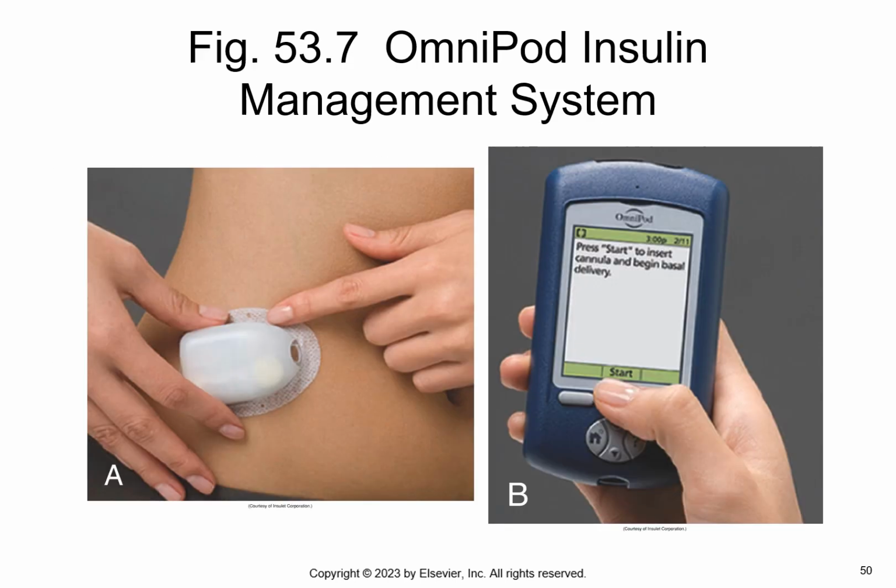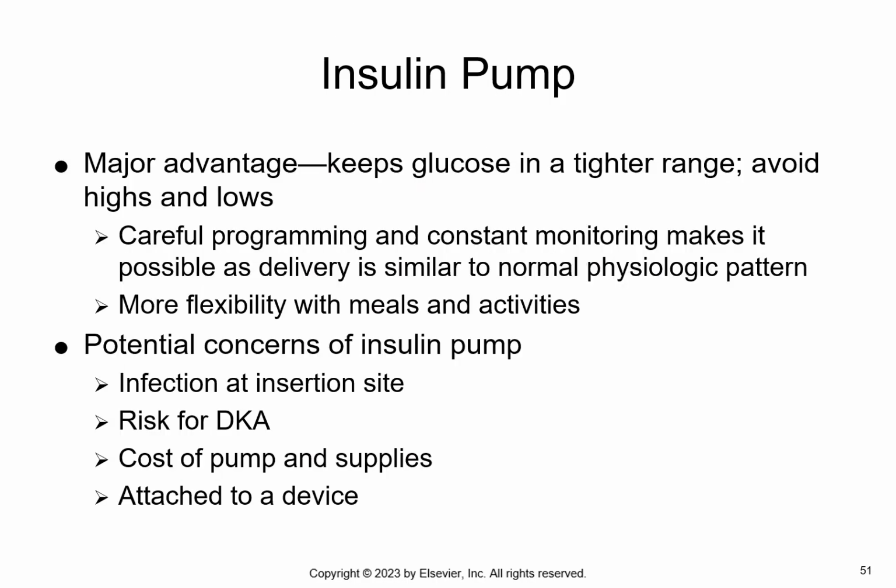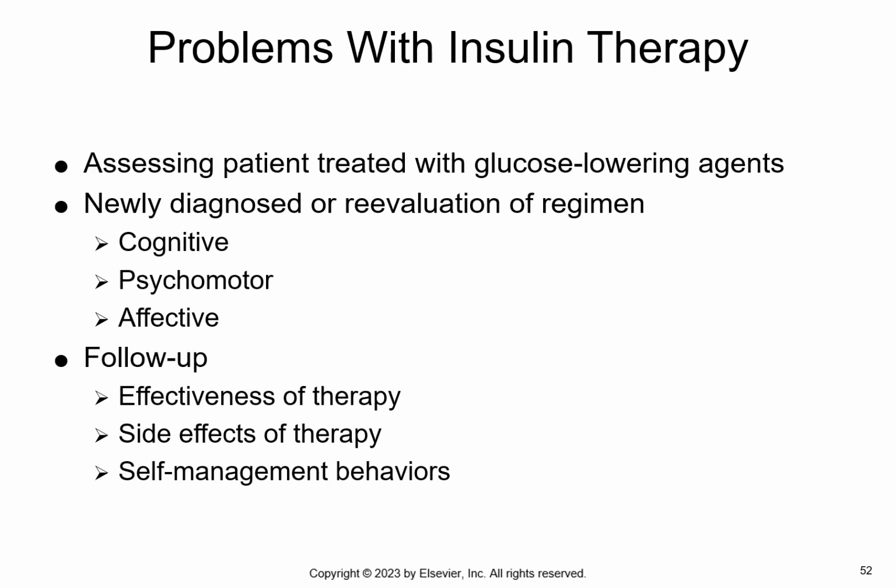And you see a picture of the Omnipod insulin management system. We've already talked about the insulin pump, the advantages and the potential concerns about it. Problems with insulin therapy are associated with hypoglycemia, allergic reactions, lipodystrophies, and the Somogyi effect. Hypoglycemia will be discussed later, but let's look at allergic reactions here for just a minute.